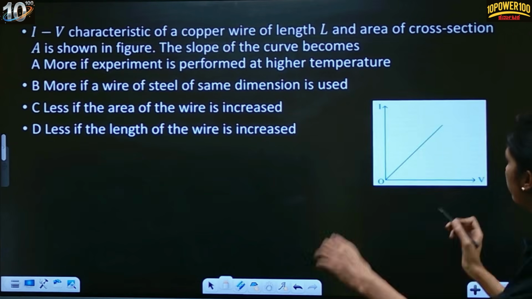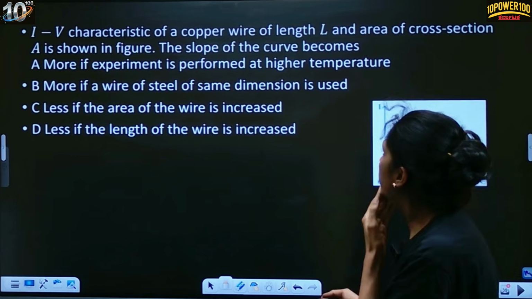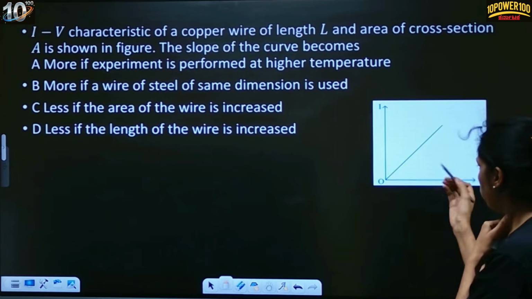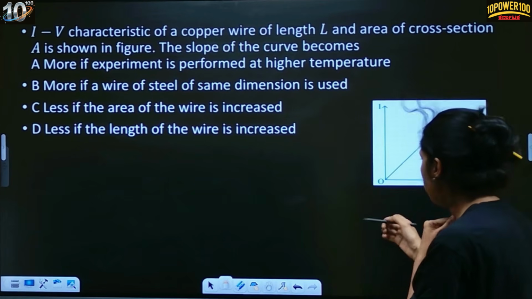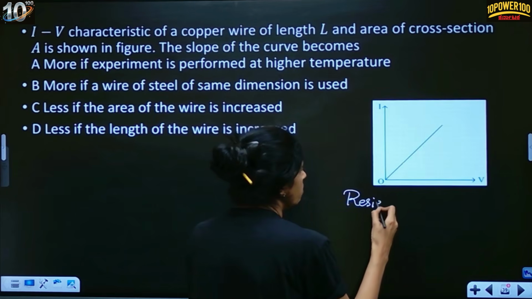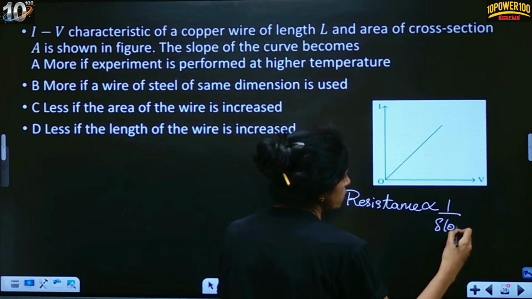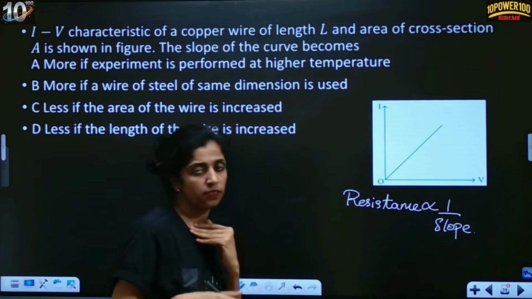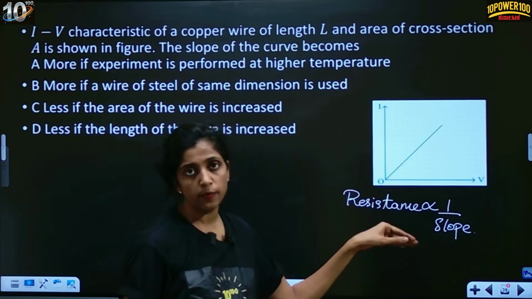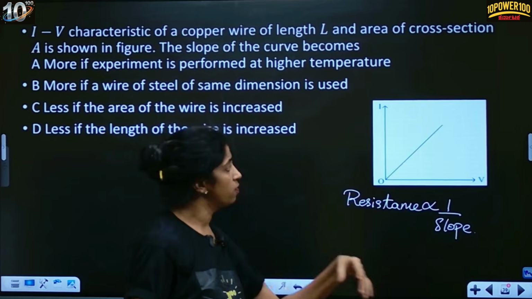Now there's a graph of I versus V, and it's a copper wire. Then the slope of the curve becomes what? How to find the slope here? Last class we have already done this. So it is I by V, right? So here resistance is inversely proportional to slope. Slope is y-axis by x-axis, or tan theta we used to take. So y-axis by x-axis is nothing but I by V. I by V is 1 by R. That's the reason I'm writing resistance is inversely proportional to slope.